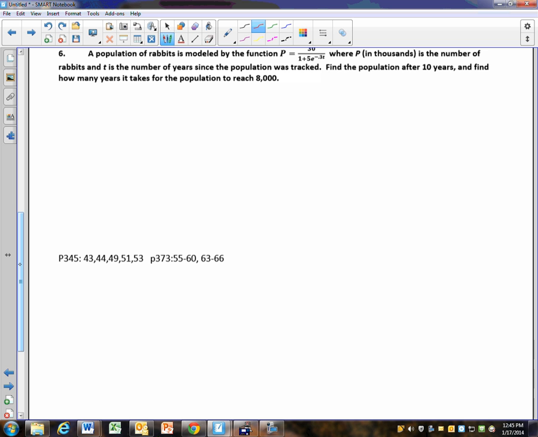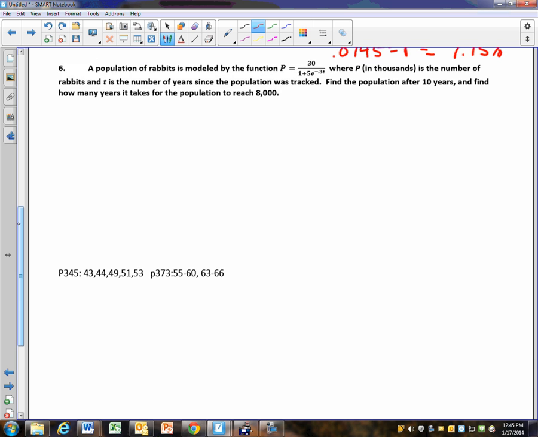So, all right. Population of rabbits modeled by this function, P equals 30 divided by 1 plus 5e to the negative 0.3t, where P is in thousands. It's the number of rabbits. T is the number of years since the population is tracked. Find the population after 10 years and find how many years it takes for the population to reach 8,000.